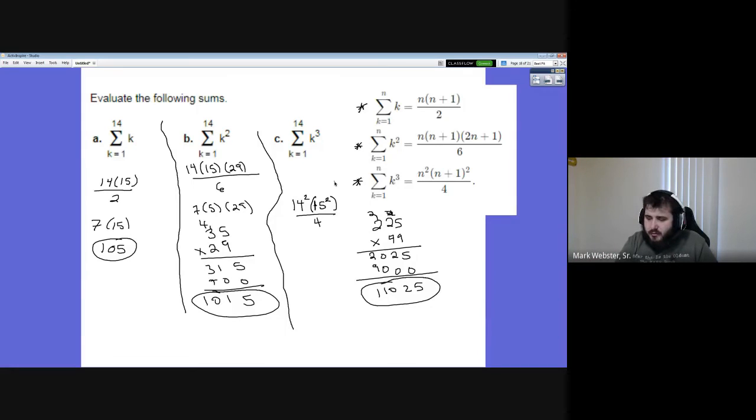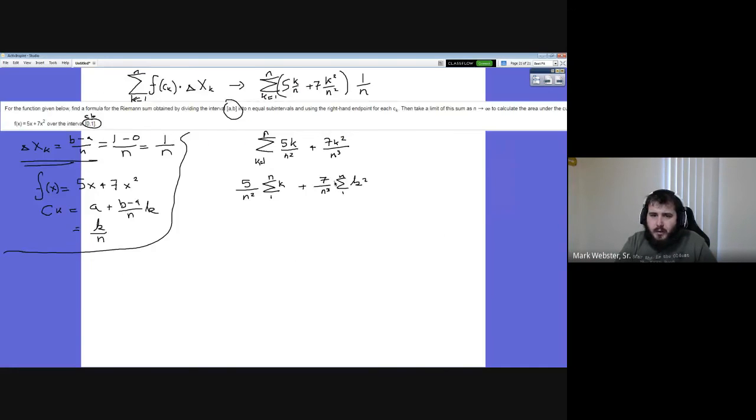There's k and there's k squared. So let's bust this out. So we've got n times n plus 1 over 2. So just going to put it all together like that, right? The 5 and the n squared are here, then the n plus 1, and the 2, right?